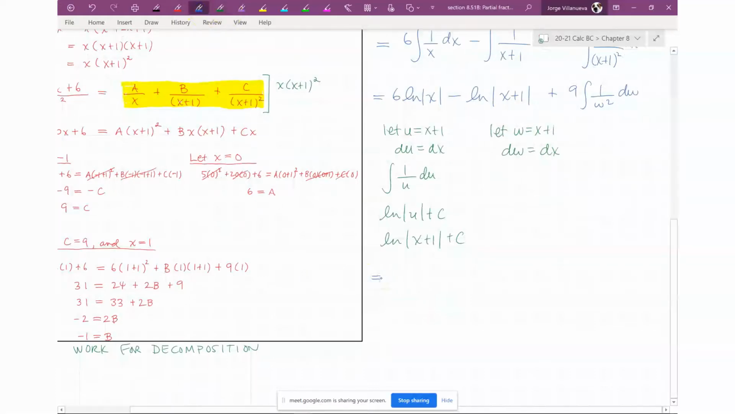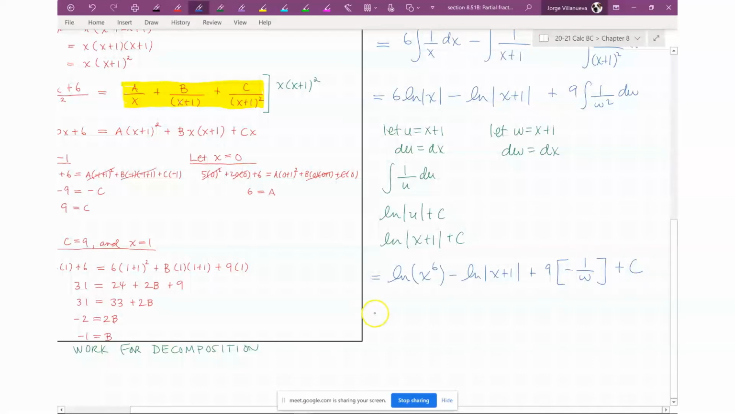So we got ln of x to the 6th. Notice I do not have the absolute value anymore because if x is being raised to the 6th power, it's going to be positive, so I don't need to keep it positive. Minus ln of absolute value of x plus 1, plus 9, and the integral, excuse me, of w to the negative 2 is negative 1 over w. Okay, and then plus c.